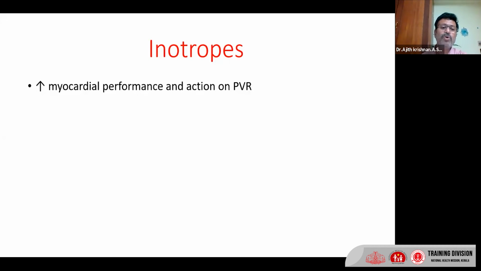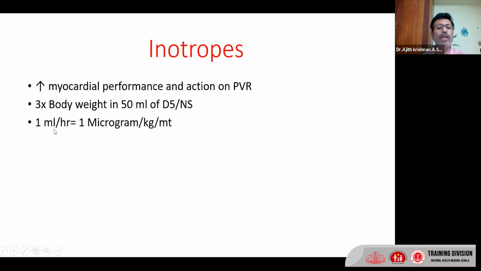So you also have to decrease the peripheral vascular resistance, I'll come to that. The inotropes increase the myocardial contractility and also have an effect on the peripheral vascular resistance. You have to select the inotrope based on its performance, as each inotrope's myocardial effect and PVR effect will be different. The dose you can calculate as 3 times the body weight in 50 ml of D5 or NS, and 1 ml per hour gives 1 microgram per kg per minute. Most intensive care units will have a chart showing how to make these preparations, how much it will give, and what the dose is.